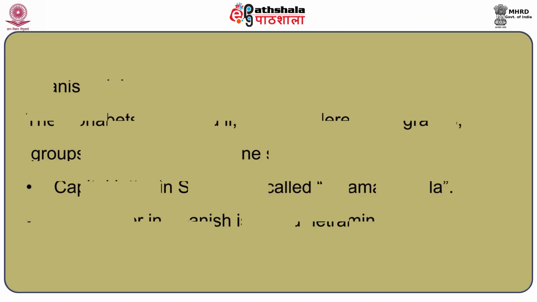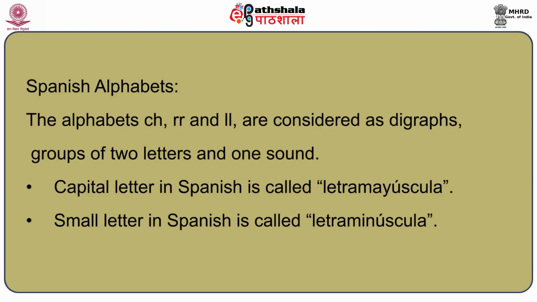Now let's take the first step towards learning Spanish by looking at the Spanish alphabets. According to the Royal Academy of Spain, the Spanish alphabet, like other Romance languages, is based on the Latin alphabet and adapted throughout the centuries to what it is today, and there are 27 in number. The letters CH, double R and double L are considered digraphs, which means groups of two letters and one sound. So in Spanish, now we have 27 alphabets.